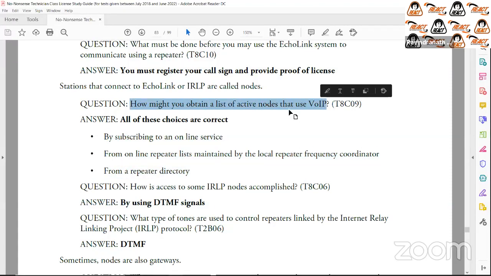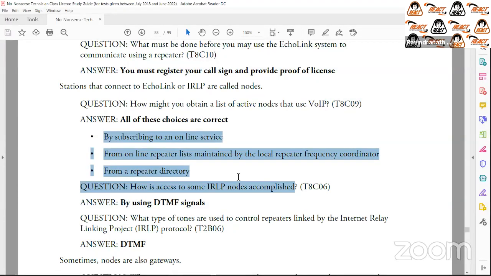Good. How might you obtain a list of active nodes that use VoIP? Well, all of these are correct. Again, we went through them. Subscribing to an online service, or from online repeater lists maintained by the local repeater frequency coordinator, as well as from a repeater directory.